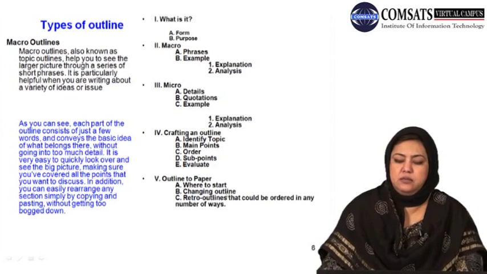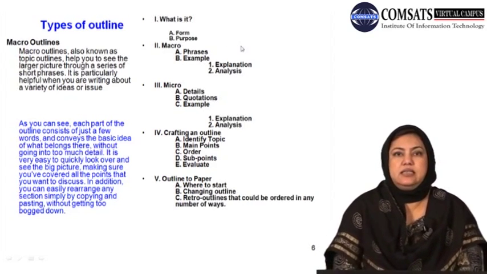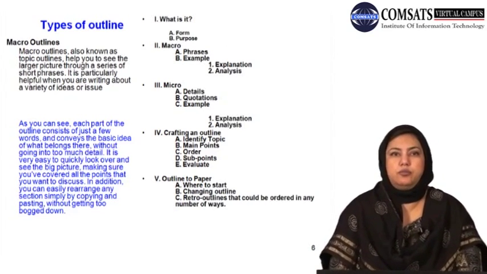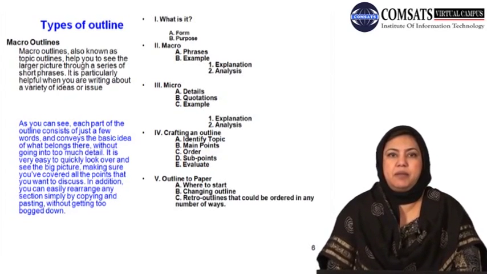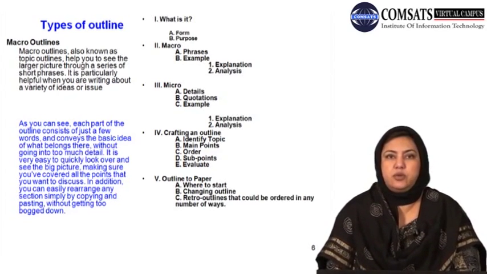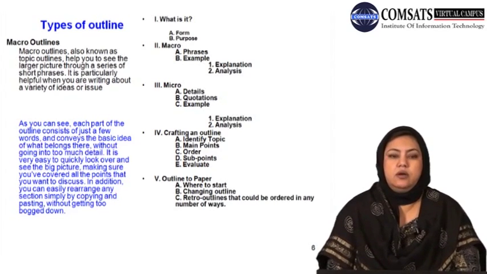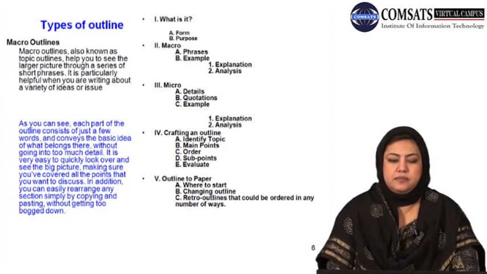A, where to start, B, changing outline, C, retro outline, that could be ordered in any number of ways. So you see, again you do not see further subcategorization. By following this kind of an outline, that if you have prepared once, you can write a detailed essay or composition or an academic examination question answer on how to use an outline or what is an outline.